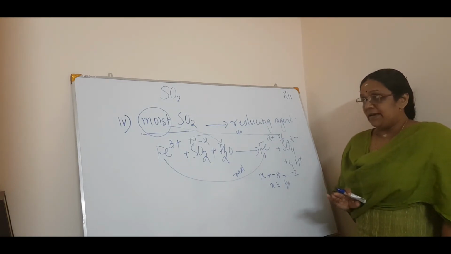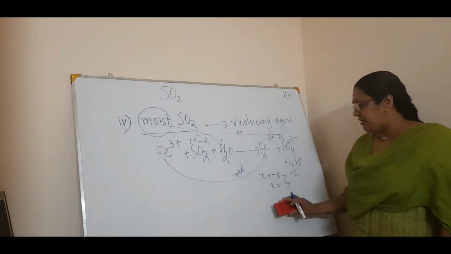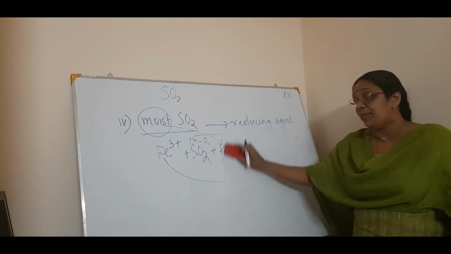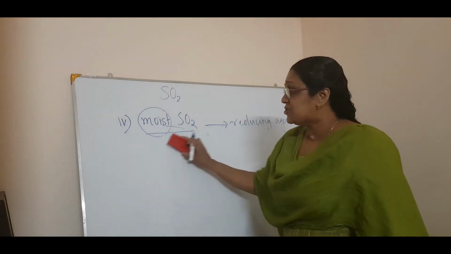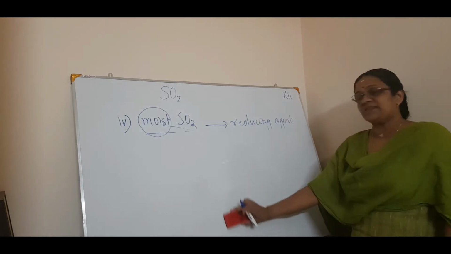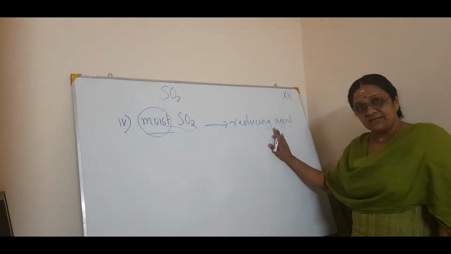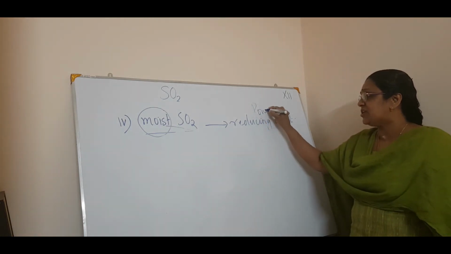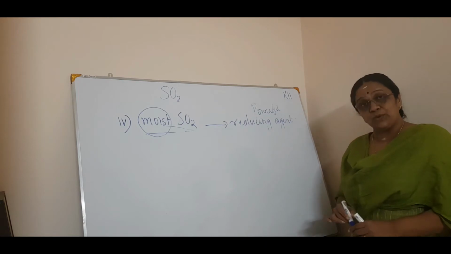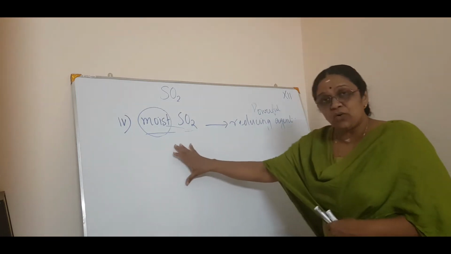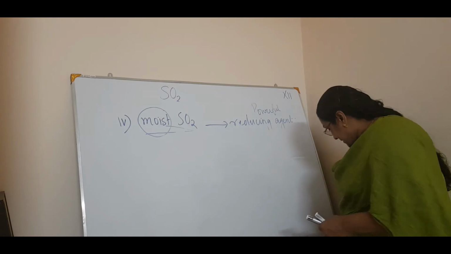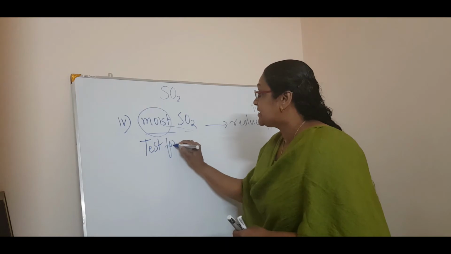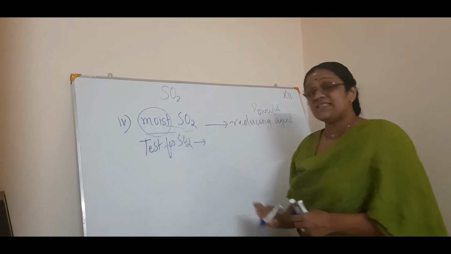Correct. Then the second reaction, one more reaction, which normally you will say this reaction can be used as a test for detecting sulfur dioxide. This moist sulfur dioxide acts as a powerful reducing agent. See, it acts as a powerful reducing agent. The reaction which we are going to study can be used as a test for sulfur dioxide. What is it? Test for sulfur dioxide. Now what is the test?